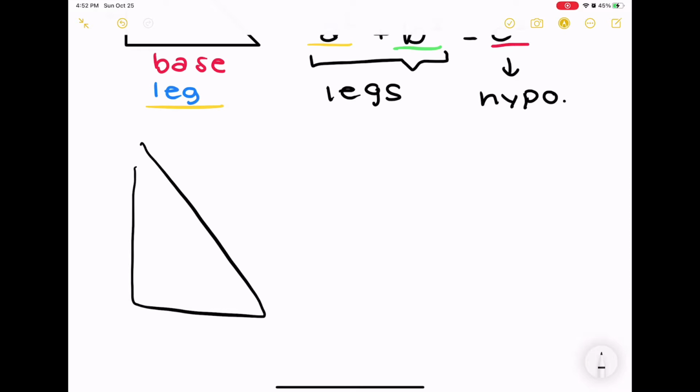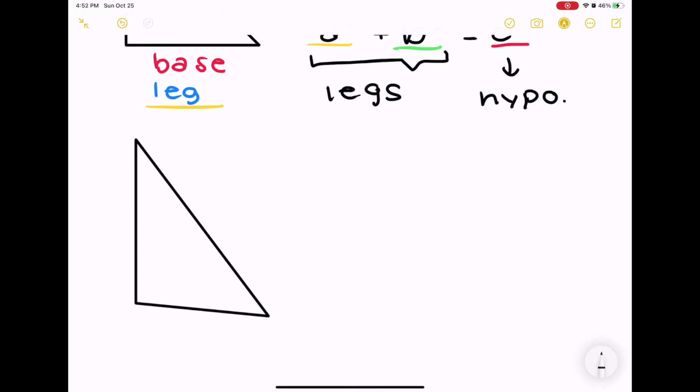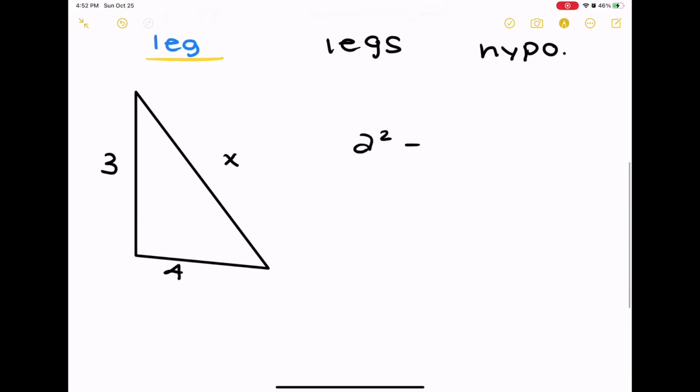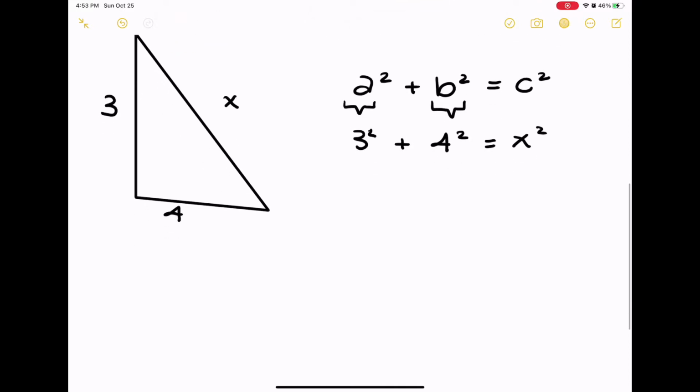So now let's see how we can use that formula. So let's say we have this triangle, and we have 3, 4, and x. And we can use the Pythagorean theorem to find missing variables like in the triangle. So we know a squared plus b squared is equal to c squared. So we know that one of the legs, let's say 3 squared, plus 4 squared is equal to x squared, or the hypotenuse squared, which we don't know. 9 plus 16, which is 25.